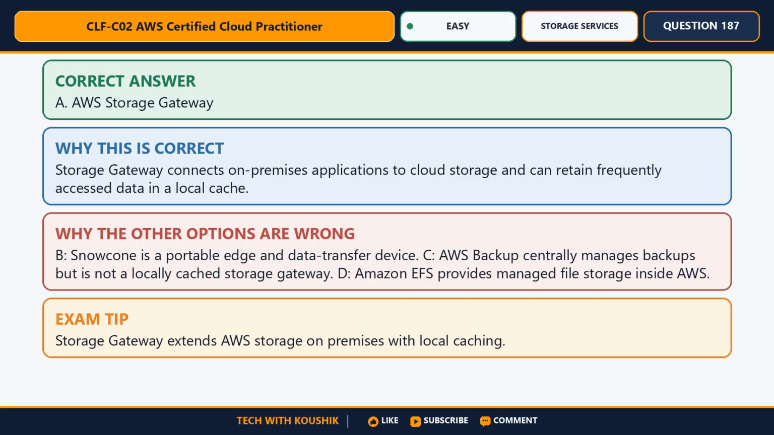The correct answer is A. AWS Storage Gateway. Here is why. Storage Gateway connects on-premises applications to cloud storage and can retain frequently accessed data in a local cache.